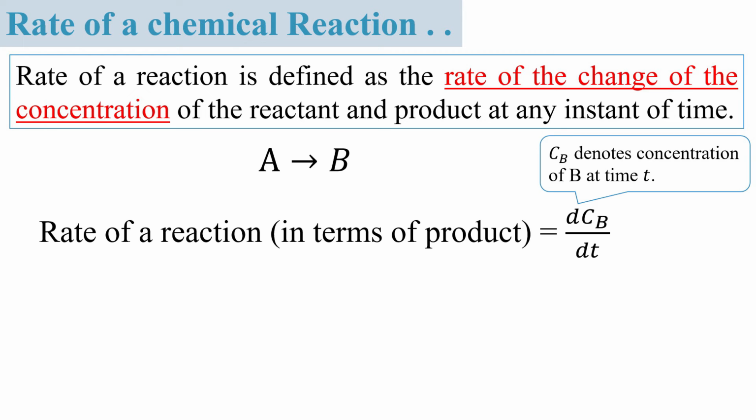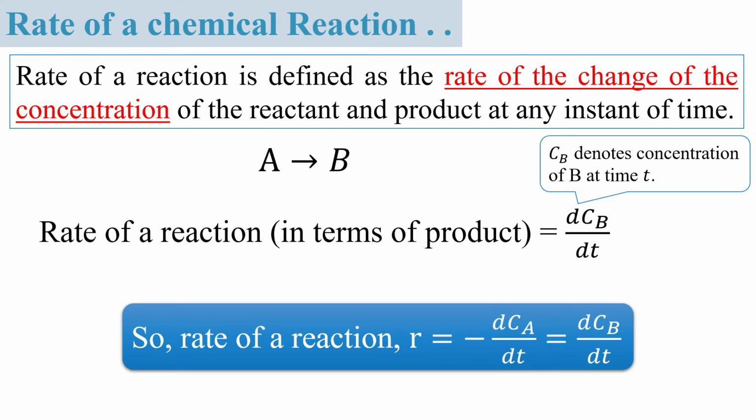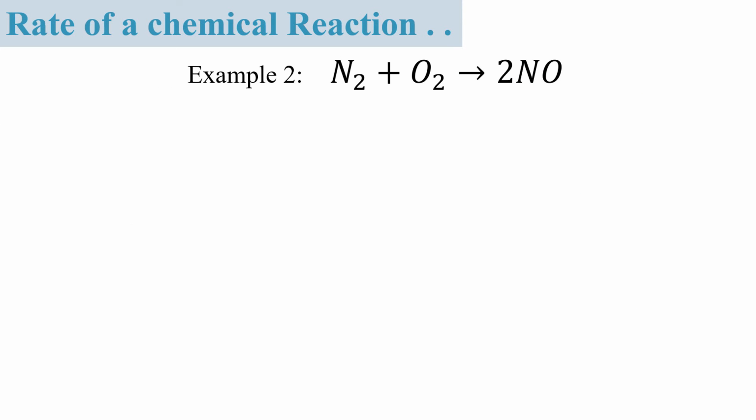Here the positive sign indicates an increase in concentration of product with time. So for the A to B reaction, the rate of the reaction R is equal to minus dCA by dt equal to dCB by dt. I hope you have understood how to write the rate of a reaction. Now moving to a more complex scenario to express the rate of the reaction. Considering the example, 1 mole nitrogen and 1 mole oxygen react to form 2 moles nitrogen monoxide.